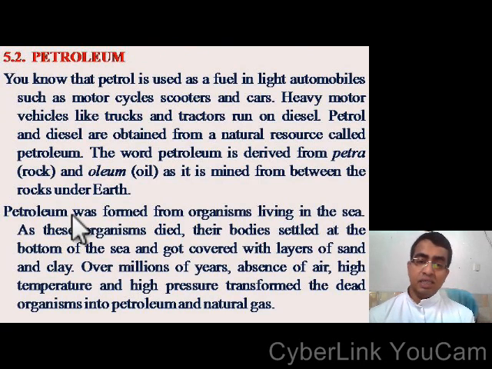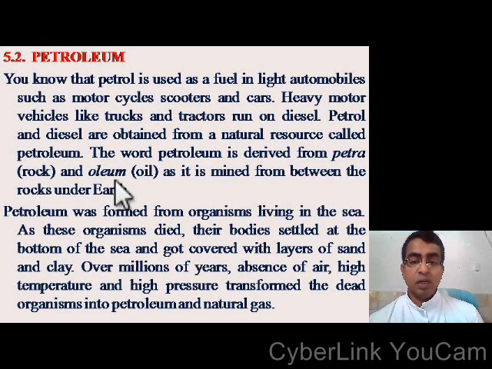So now let us see the formation of petroleum, another fossil fuel. You know that petrol is used as a fuel in light automobiles such as motorcycles, scooters, and cars. Heavy motor vehicles like trucks and tractors run on diesel. Petrol and diesel are obtained from a natural resource called petroleum. The word petroleum is derived from two words. Petra means rock and oleum means oil, as it is mined from between the rocks under the earth. Let us see the formation.